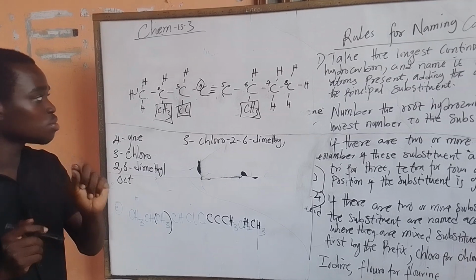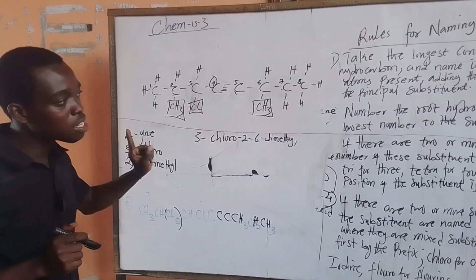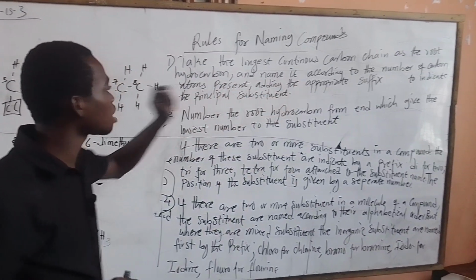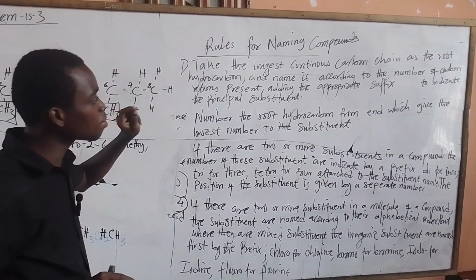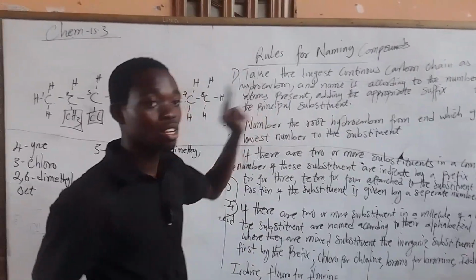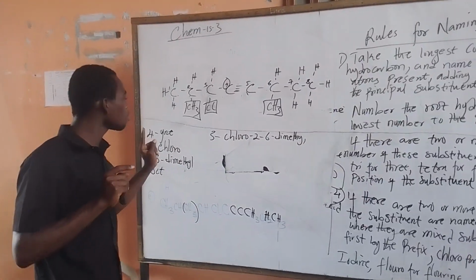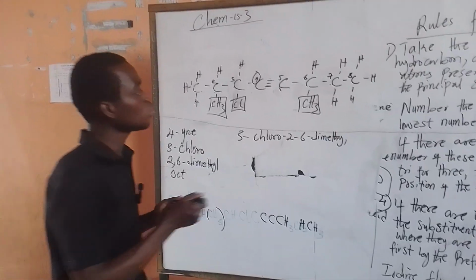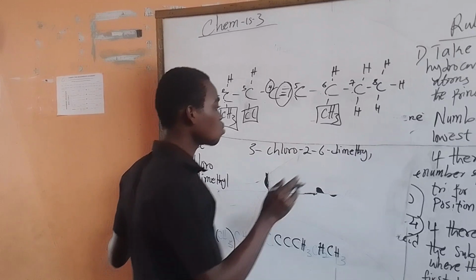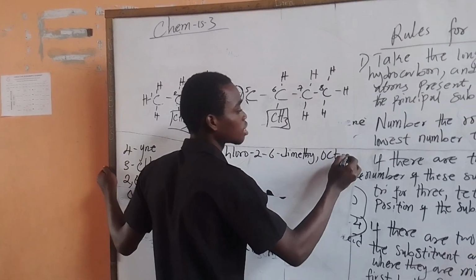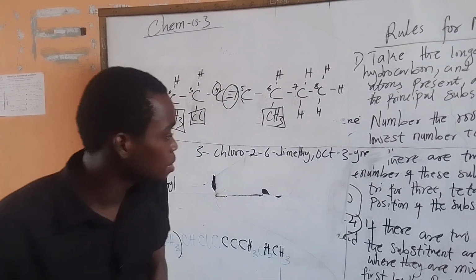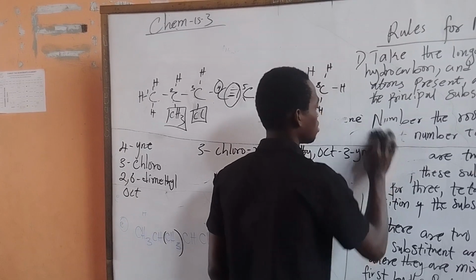Now look up. Before I continue, which of them is the principal substituent? Remember from rule number 1, take the longest continuous carbon chain as the root hydrocarbon and name it according to the number of carbon atoms present, adding the appropriate suffix to indicate the principal substituent. So if I'm naming this compound, which of them is the principal substituent? You know that this alkyne is the principal substituent. So I'm going to have oct-4-yne.